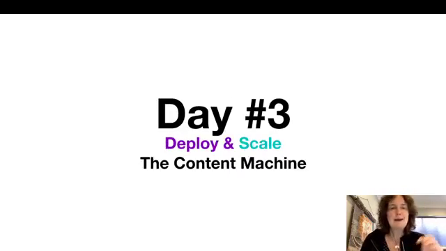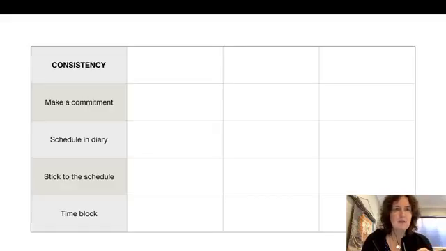So let's talk about the content machine that you're going to create with your 2-step, okay? How do you actually deploy and scale this content machine? Let's talk about one of the most important things, which is consistency. You will struggle to build momentum if you're not consistently showing up.